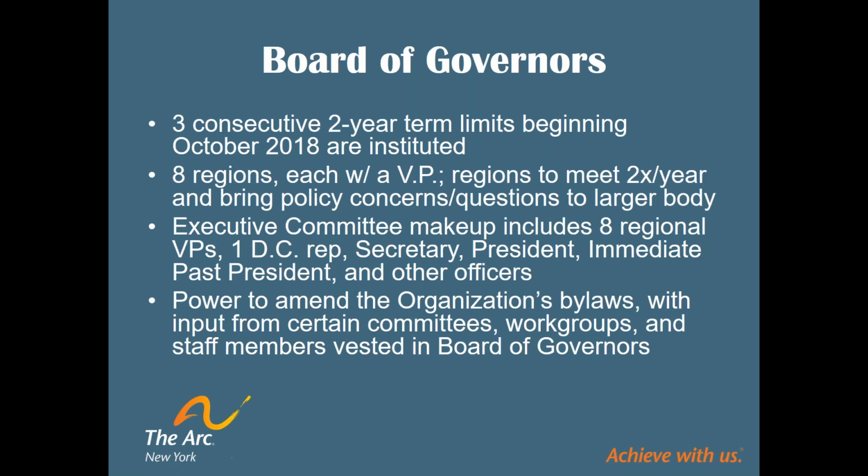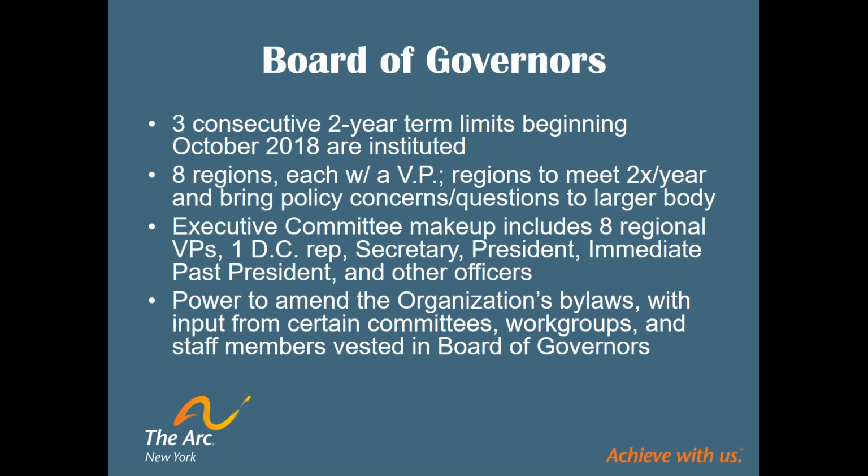So the term limits, that was another change that was instituted. We didn't have those before. So starting this past October, the board members who were elected are going to be in 2-year terms. The max is 3 consecutive, so 6 years altogether consecutive, and then you'll have to step off the board or potentially swap to the alternate role.